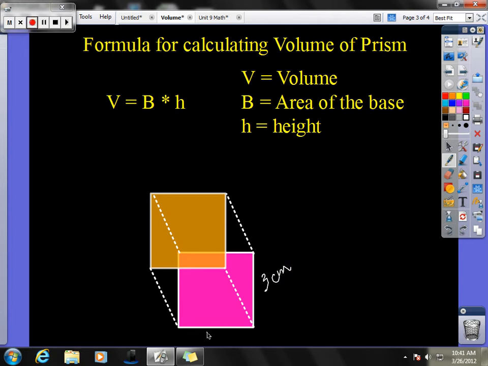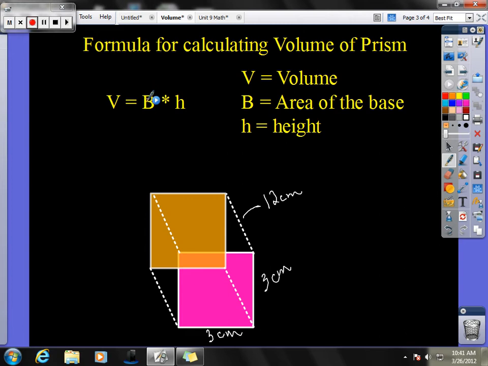I want to say that this side down here is also 3 centimeters. And let's just go ahead and say maybe this is 12 centimeters high. So it's 3 centimeters wide, 3 centimeters long, and 12 centimeters straight up.